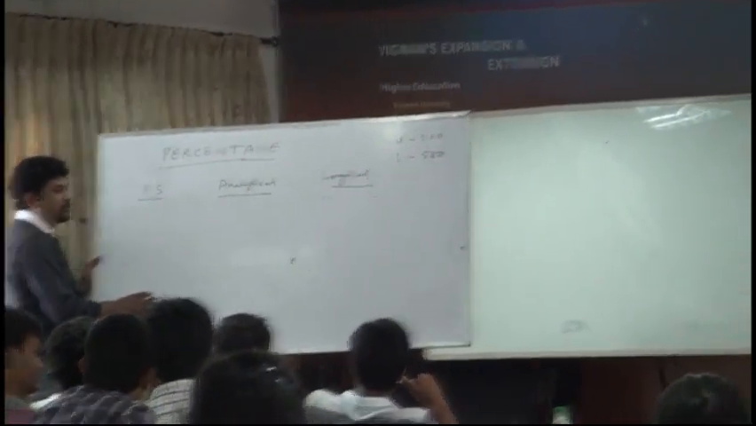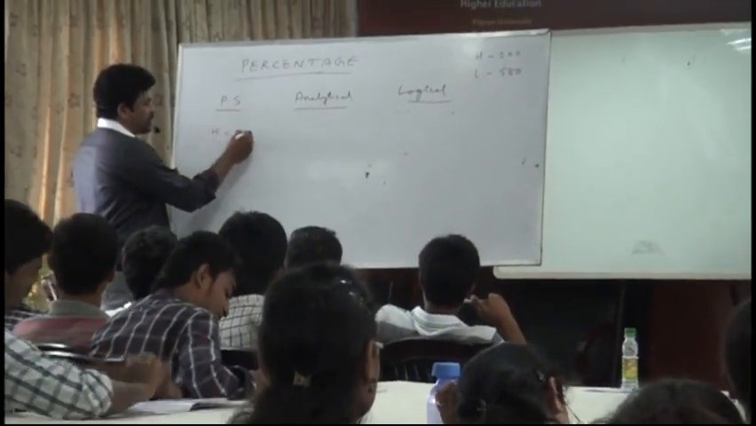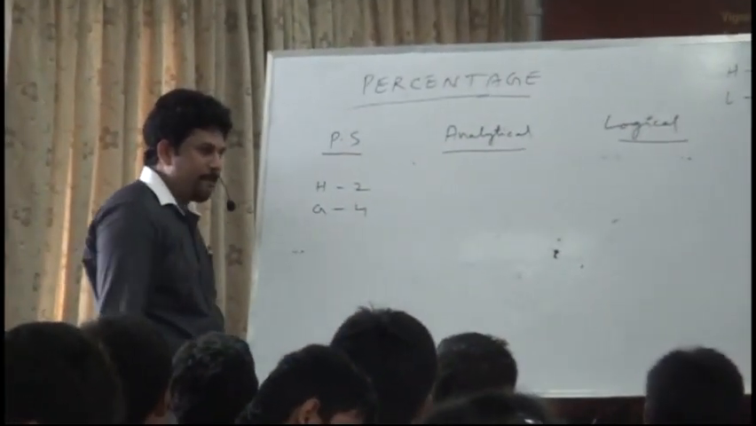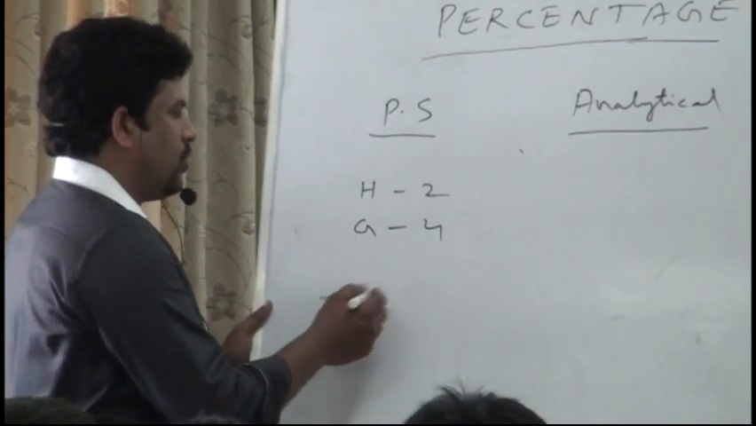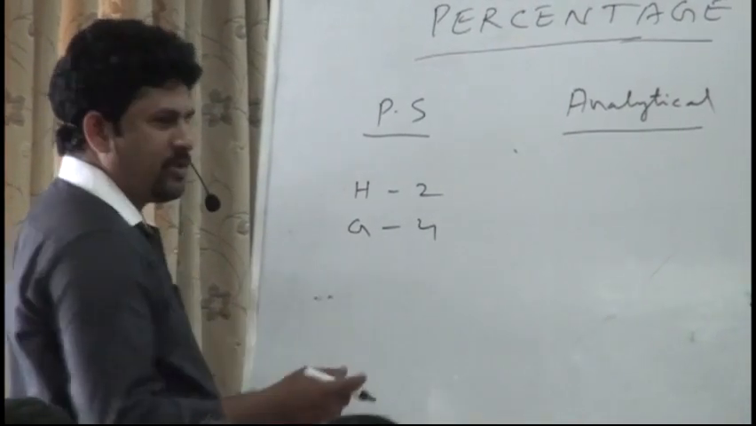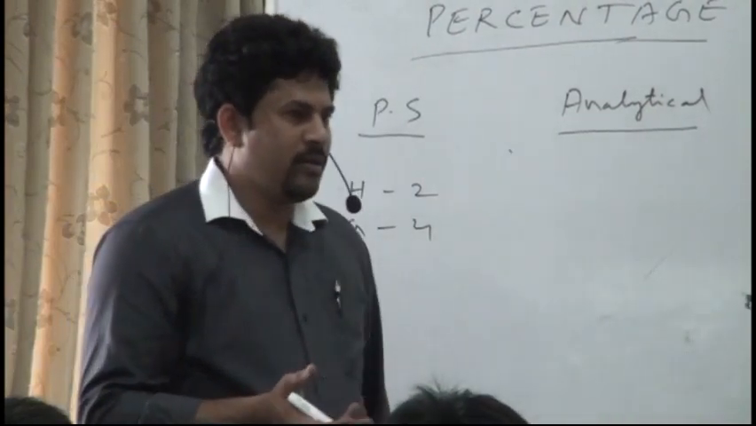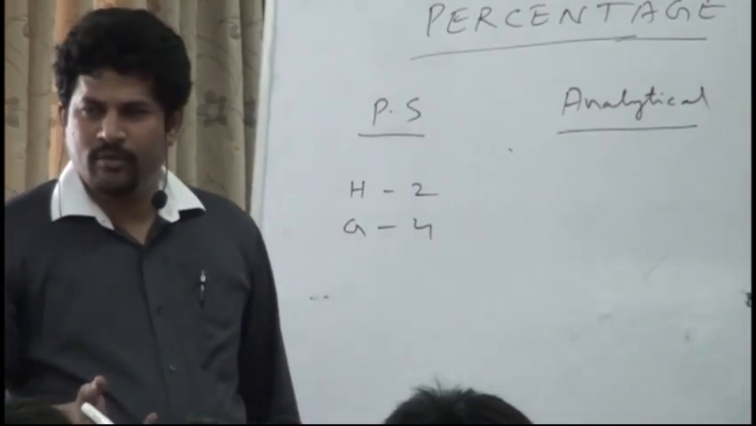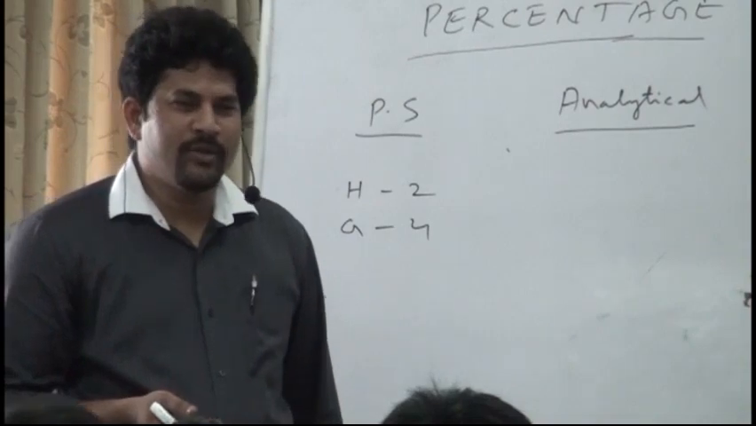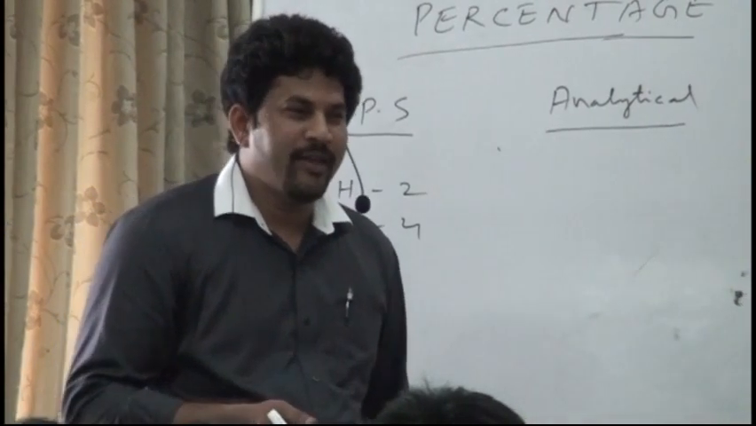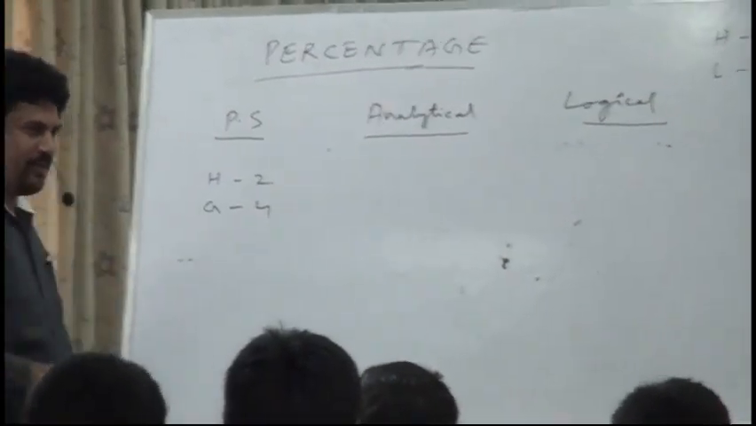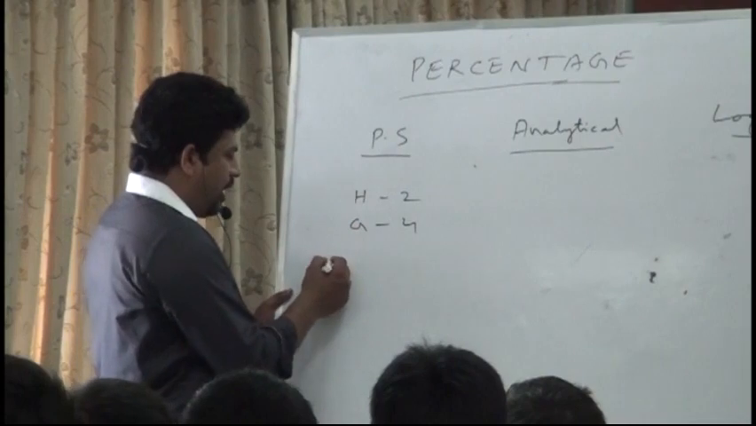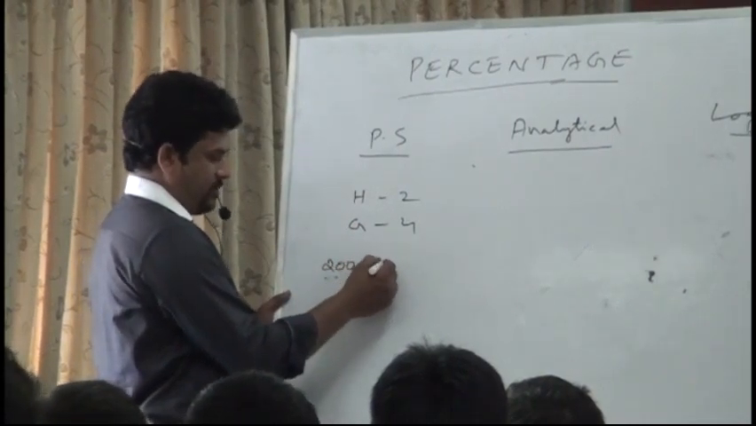Hens have 2 legs. Each hen has 2 legs, each goat has 4 legs. Let's consider the total are all hens. How many are there? 200 hens. How many animals are there altogether? 200. Because there are 200 heads, it means there are 200 animals. So all 200 are hens.